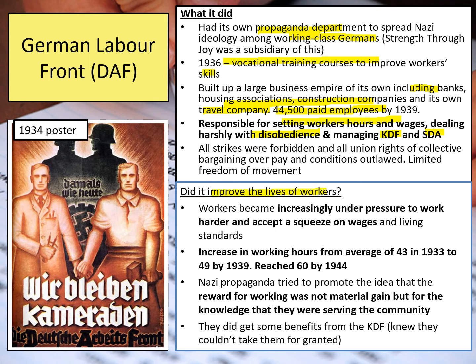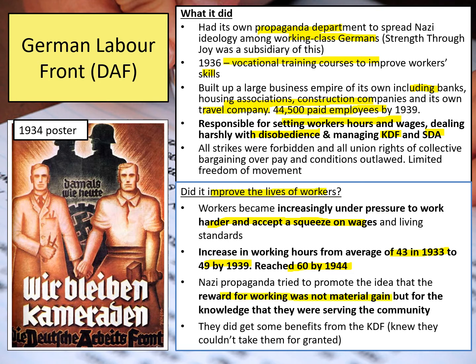Well, workers in Nazi Germany became increasingly under pressure to work harder and accept a squeeze on wages and living standards. We can see this in the increase in the average working hours from being about 43 in 1933 to about 49 by 1939. Now, it even reached 60 by the time that we get to 1944. So a lot of people are having to deal with longer working hours for a very minimal pay rise if they even get one.